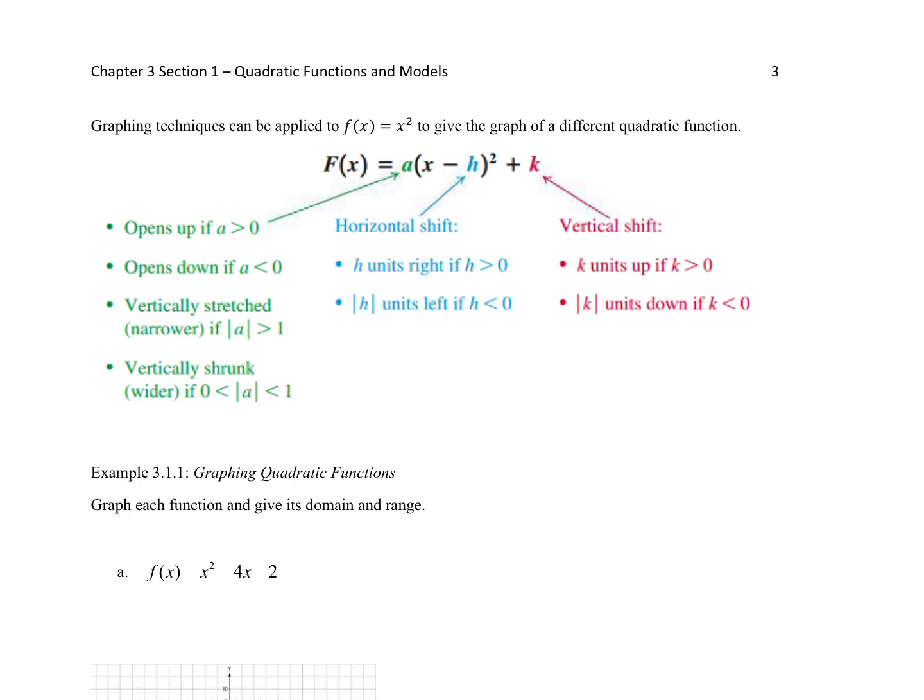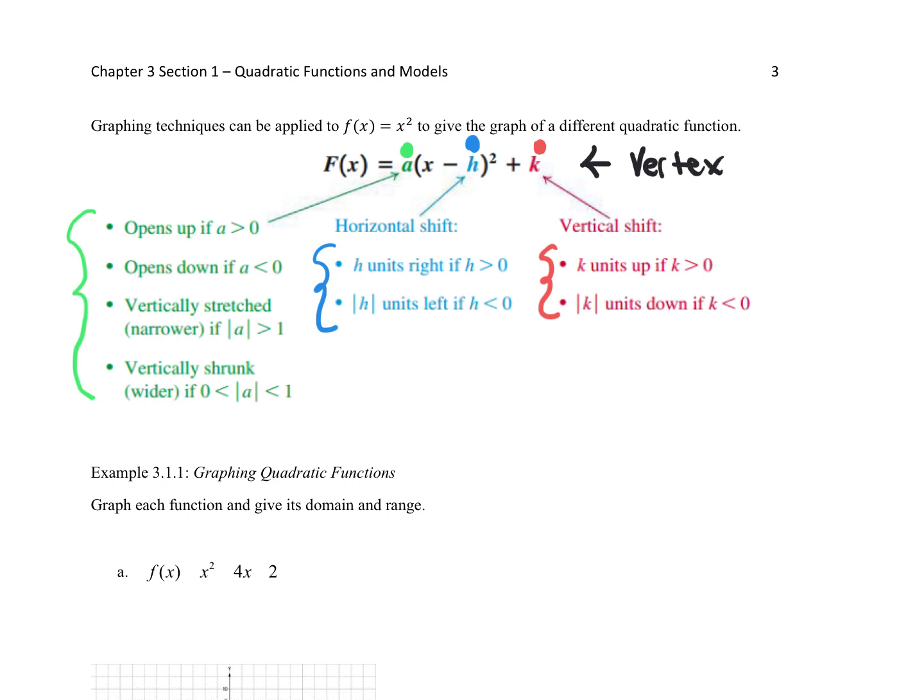So key things. This A up front tells me all kinds of cool stuff. Does it open up? Does it open down? Is it stretched? Is it shrunken? Etc. This H is my side-to-side movement, so it tells me, did I move right or did I move left? And this K at the end tells me, did I move up or did I move down? It's my Y movement. So remember that this right here is called vertex form.